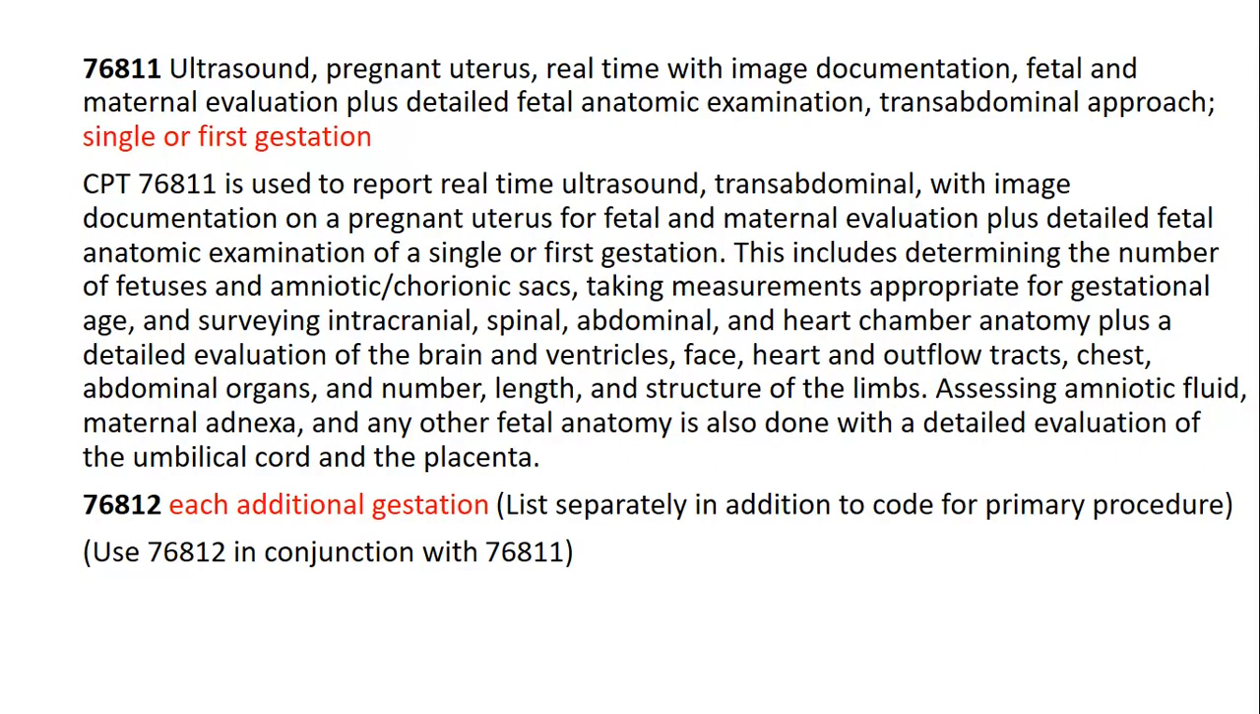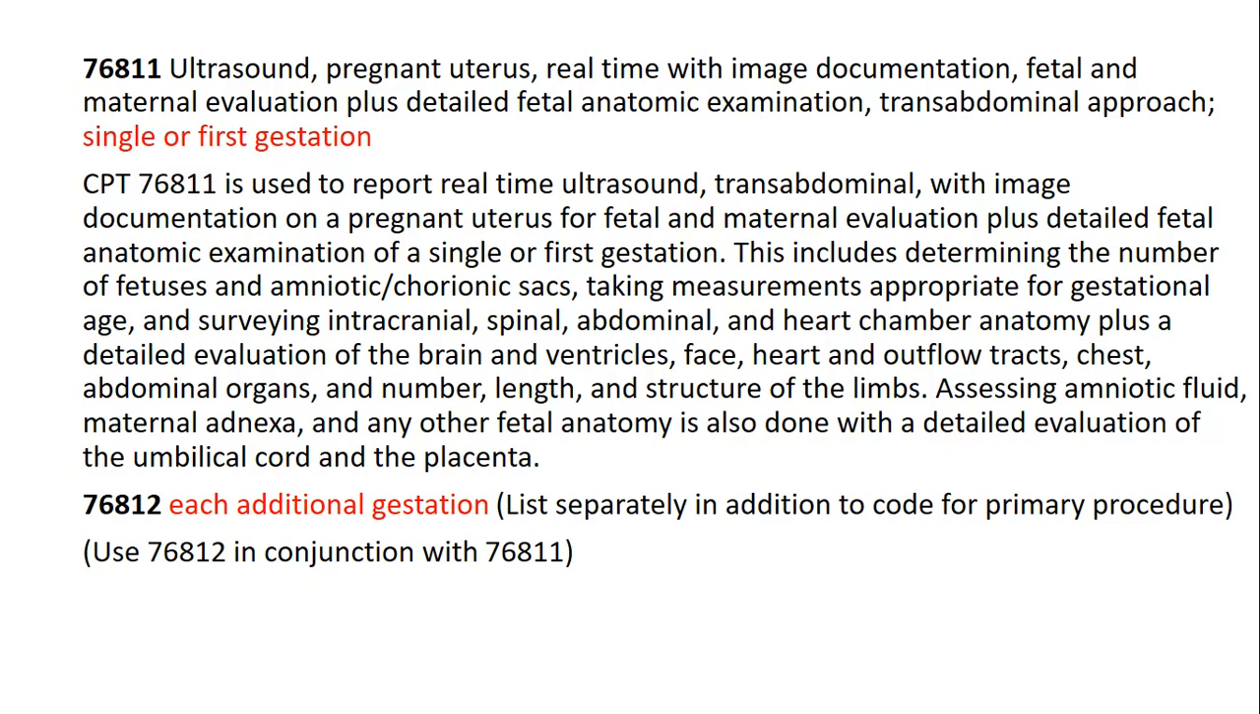76811 is a detailed fetal anatomic examination compared to 76805. It is a very uncommon CPT code, but in coding it is very important because you have to check the medical report properly for coding this detailed examination code 76811. This examination includes determining the number of fetuses, amniotic and chorionic sacs, taking measurements appropriate for gestational age, and surveying intracranial, spinal, abdominal and heart chamber anatomy.